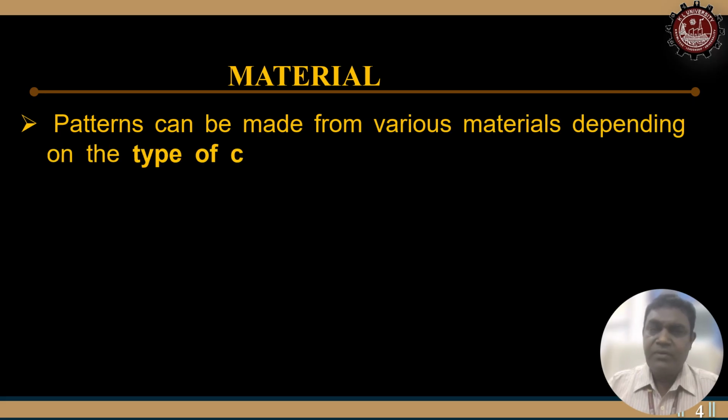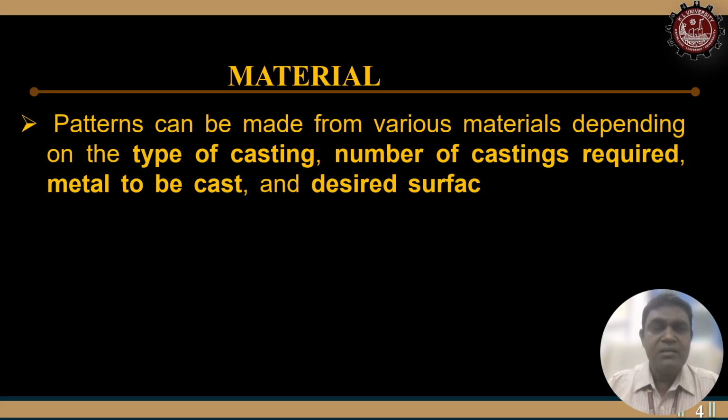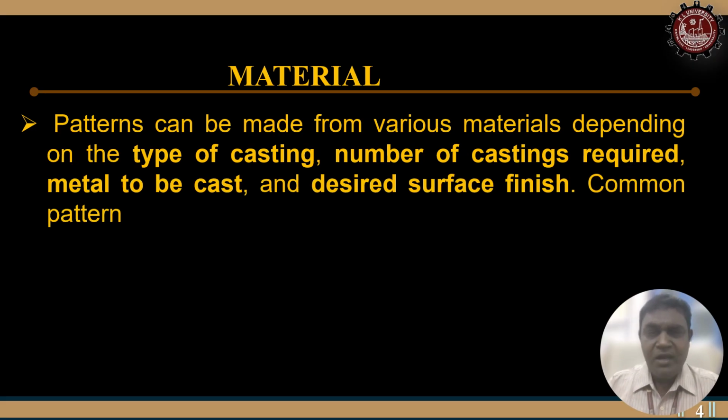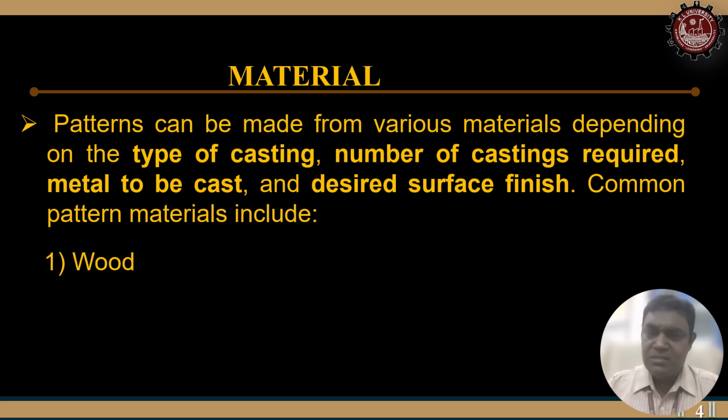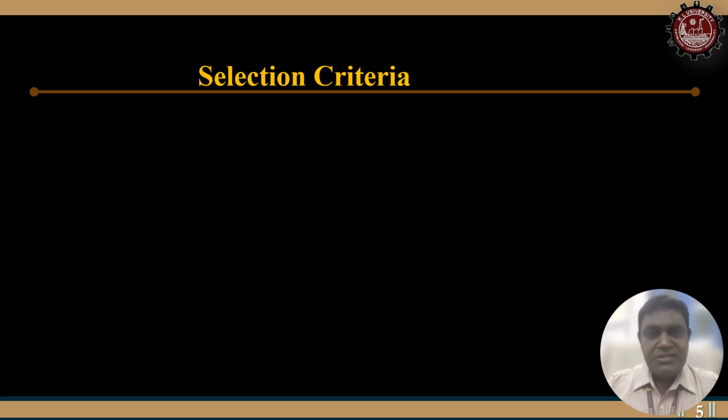So what are the different materials we use for a pattern? Patterns can be made from various available materials depending on the type of casting, number of castings required, metal to be cast, and desired surface finish required. Common pattern materials include wood, metal, plastic, wax, plaster and clay, etc.